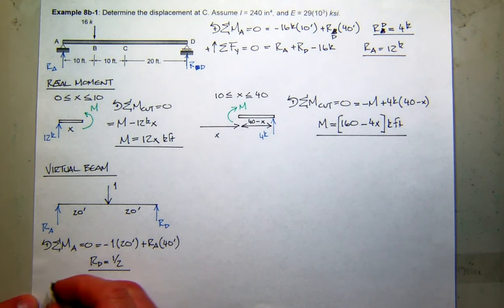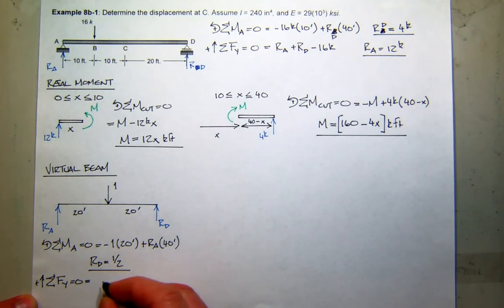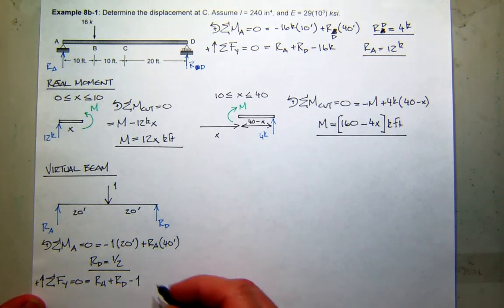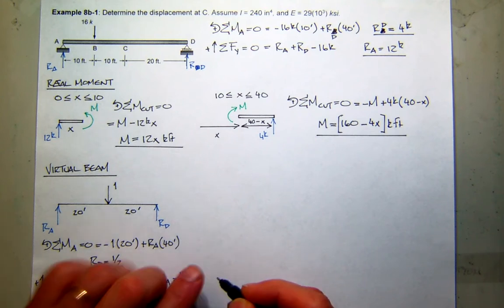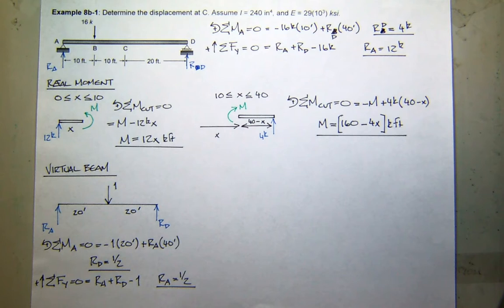And you probably can do this in your head, but I'm going to go ahead and write it down. If I did sum forces in the y direction, I would have RA acting up, RD acting up, my applied virtual load down, so I would get a reaction for A that is also 1/2. And that should not be too surprising.